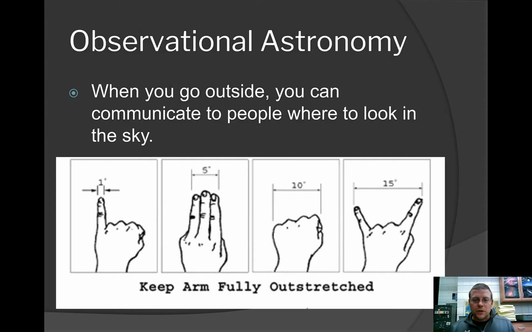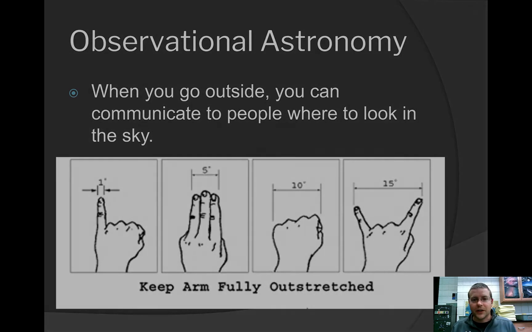Hey everyone, what we're doing here today is trying to distinguish the difference between altitude, azimuth, and right ascension declination and how it pertains to us in observational astronomy. We went outside and showed you that you can communicate with people where things are by using your hands. You can see the 1 degree, 5 degree, 10 degree, and 15 degree mark if you stretch your arm out at arm's length and put that hand or fist next to the sky to mark off the different degrees.